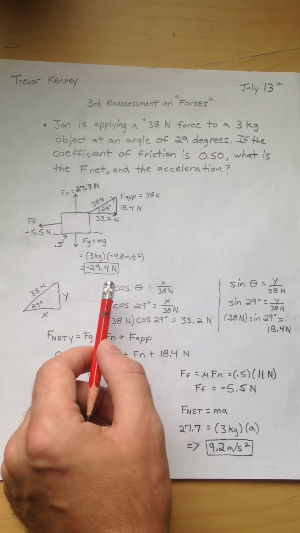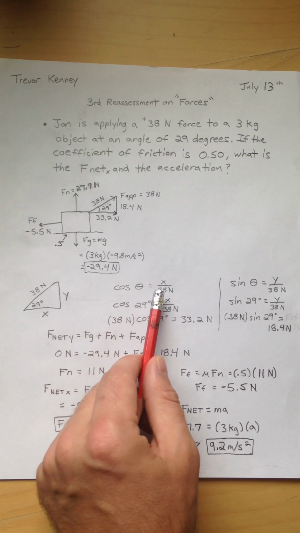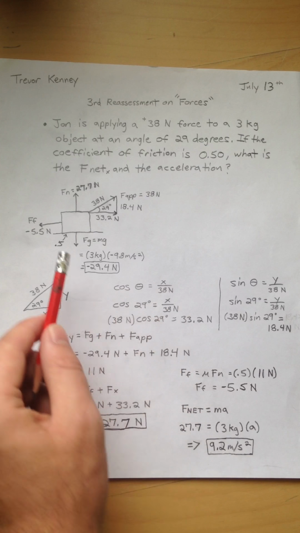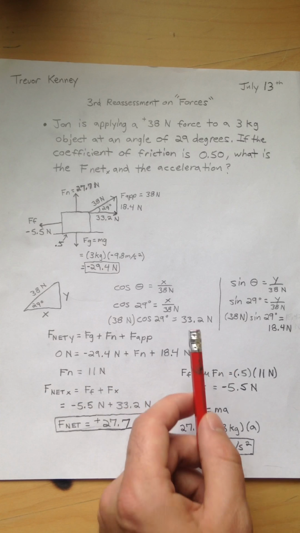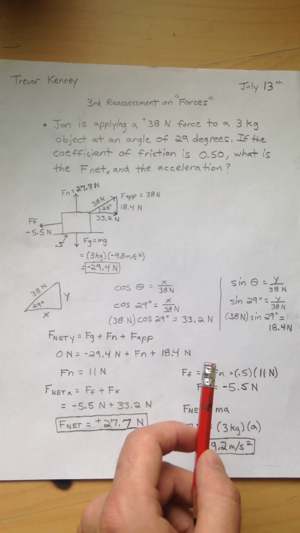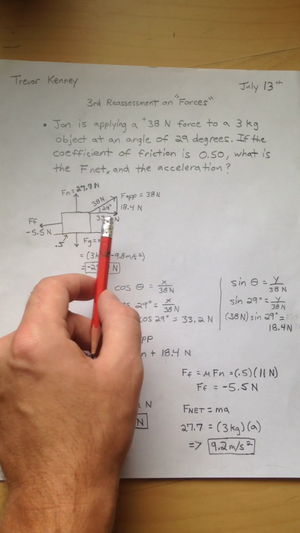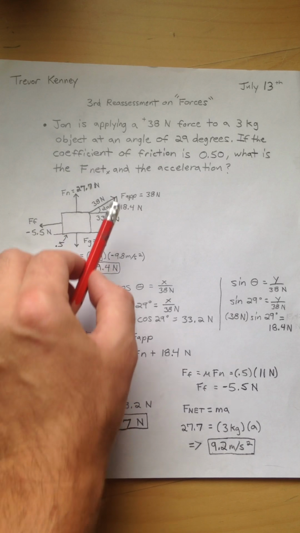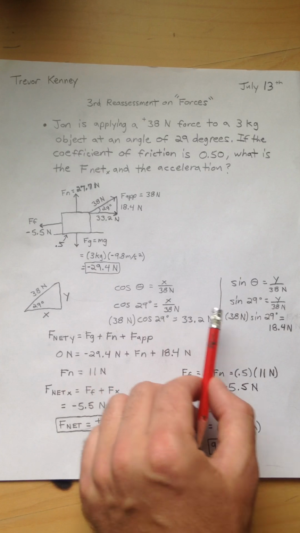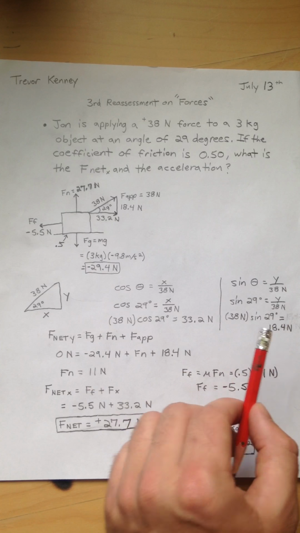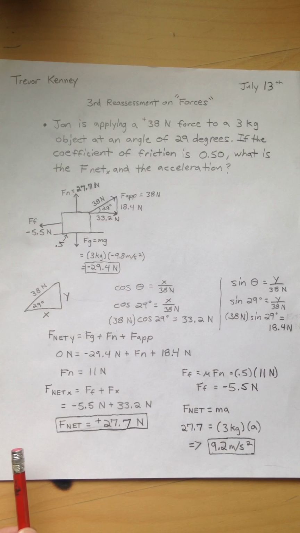Okay, so we use cosine and sine, and we break it down with x over 38 newtons. And we just plug that in a calculator, and we're going to get 33.2 newtons for this. So we find the force applied in y with sine. We just do the same formula, plug it in the calculator, and we get 18.4 newtons.